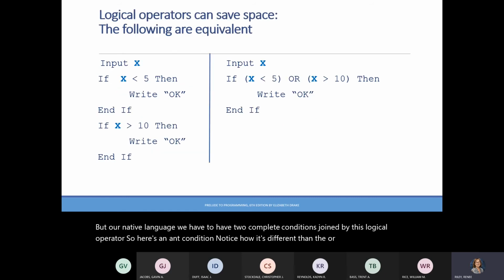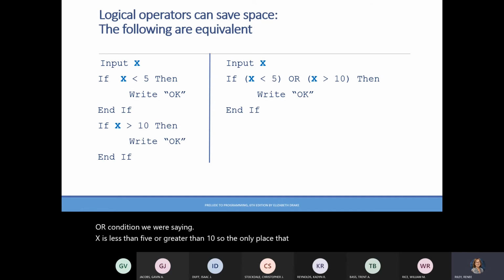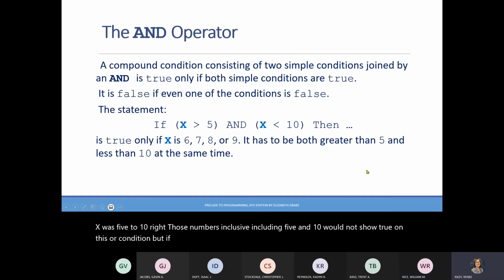For the or condition, we were saying x is less than 5 or greater than 10. So the only place that this was not going to be true was if x was 5 to 10, those numbers inclusive, including 5 and 10, would not show true on this or condition. But if I change it and make it an and condition, I can totally change the whole outlook. And now it's only going to be true for 6, 7, 8, and 9, if x is greater than 5 and x is less than 10.